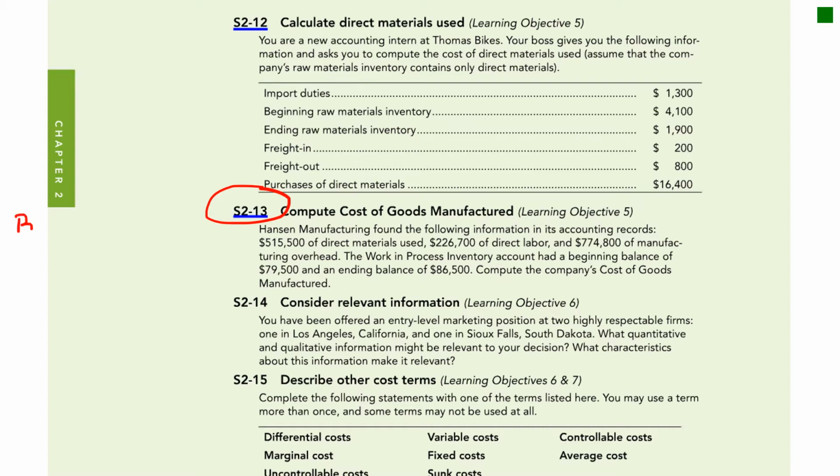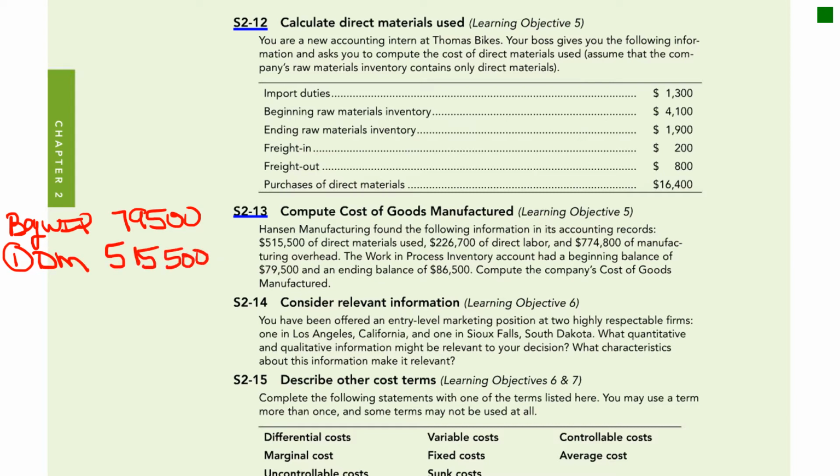So the starting point, I'll write this right over here, is going to be beginning WIP. Let me make it better, give myself a little bit more room. So we got beginning work in process, and the balance was 79,500. So to that, I'm just going to label the three product costs. We've got direct materials, and our direct materials is 515,500. We're going to add that.